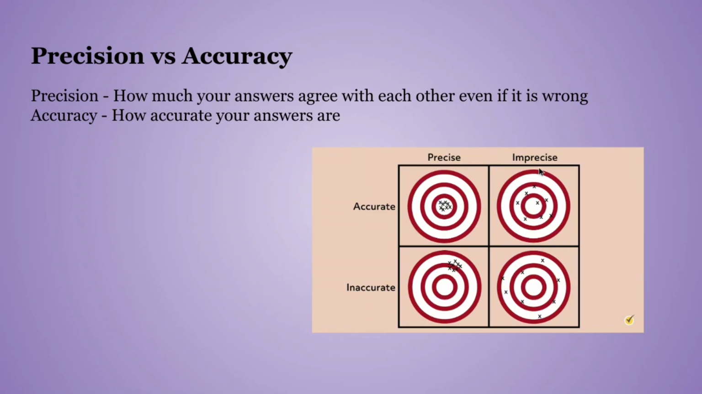This is accurate and imprecise because while they are near the target, not all of the answers are close to each other, so they don't even agree.